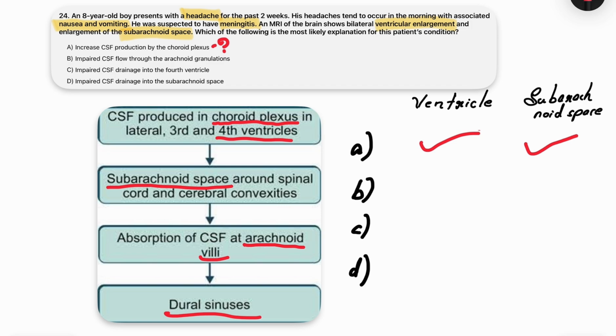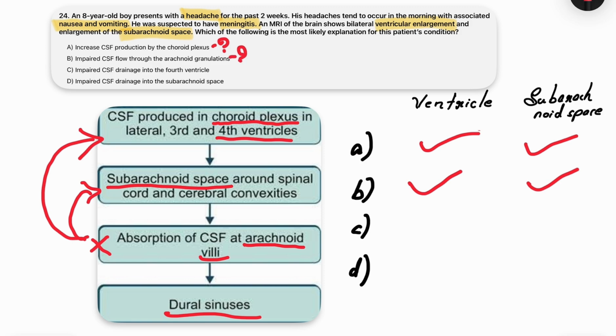The next option is impaired CSF flow through the arachnoid granulations. So they are saying there's a block at this level. So what will happen? If there is a block at the arachnoid granulations, that is the arachnoid villi level, there will be enlargement of the subarachnoid space and also enlargement of the ventricles. So both will occur. So we should consider this option also. Let's put a question mark.